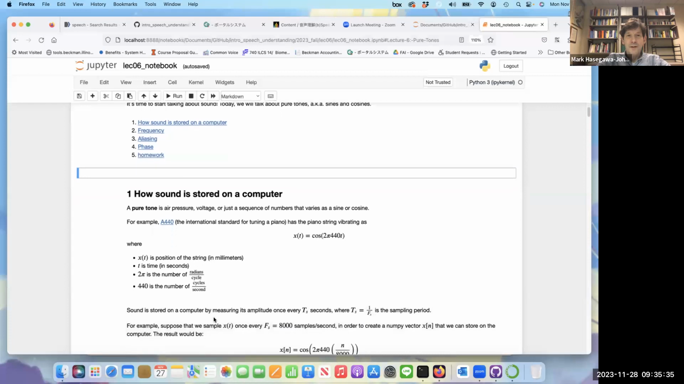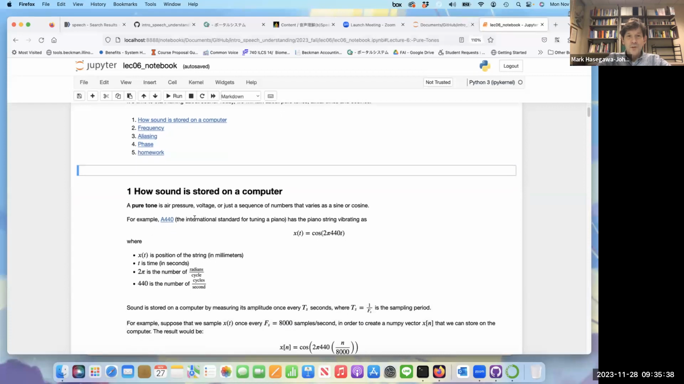Thank you. So first of all, a pure tone is an air pressure or voltage that varies in the form of a sine or a cosine. So for example, x of t equals the cosine of 2 pi times 440t, where t is time in seconds. x of t is the position of a string in millimeters or air pressure in pascals. 2 pi is the number of radians per cycle, and 440 is the number of cycles per second.